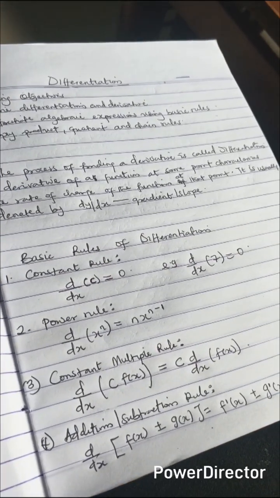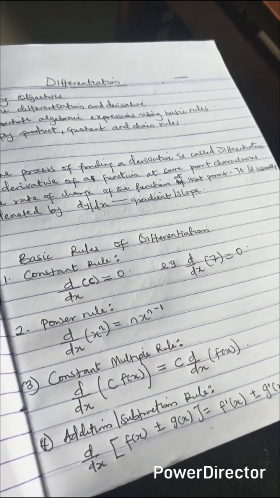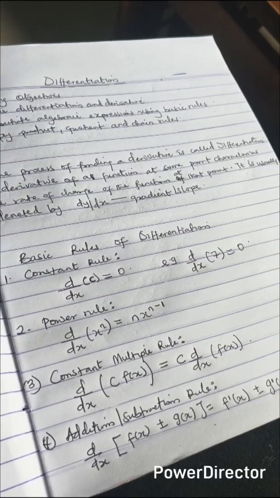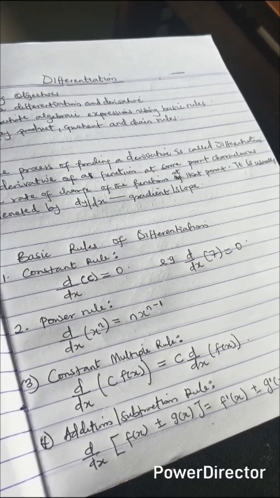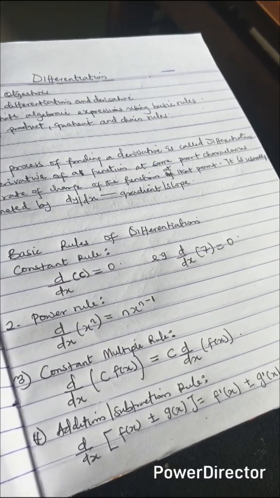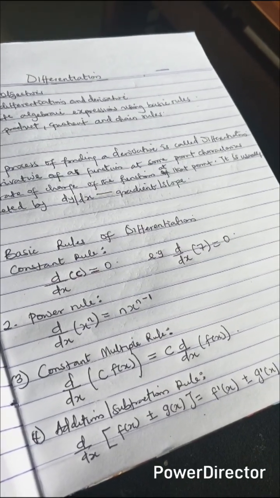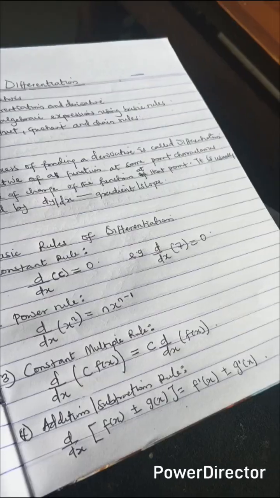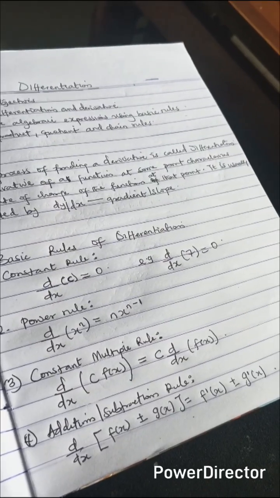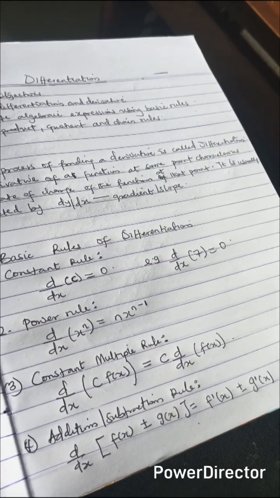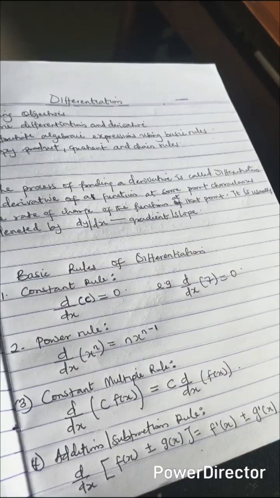For the constant rule, anytime you differentiate a constant, your result will always be equal to 0. And this is an example. d/dx of 7 is equal to 0. d/dx of 1 million is equal to 0. d/dx of 2.5 is 0. As long as the expression you are differentiating is a constant, it's going to give you 0.